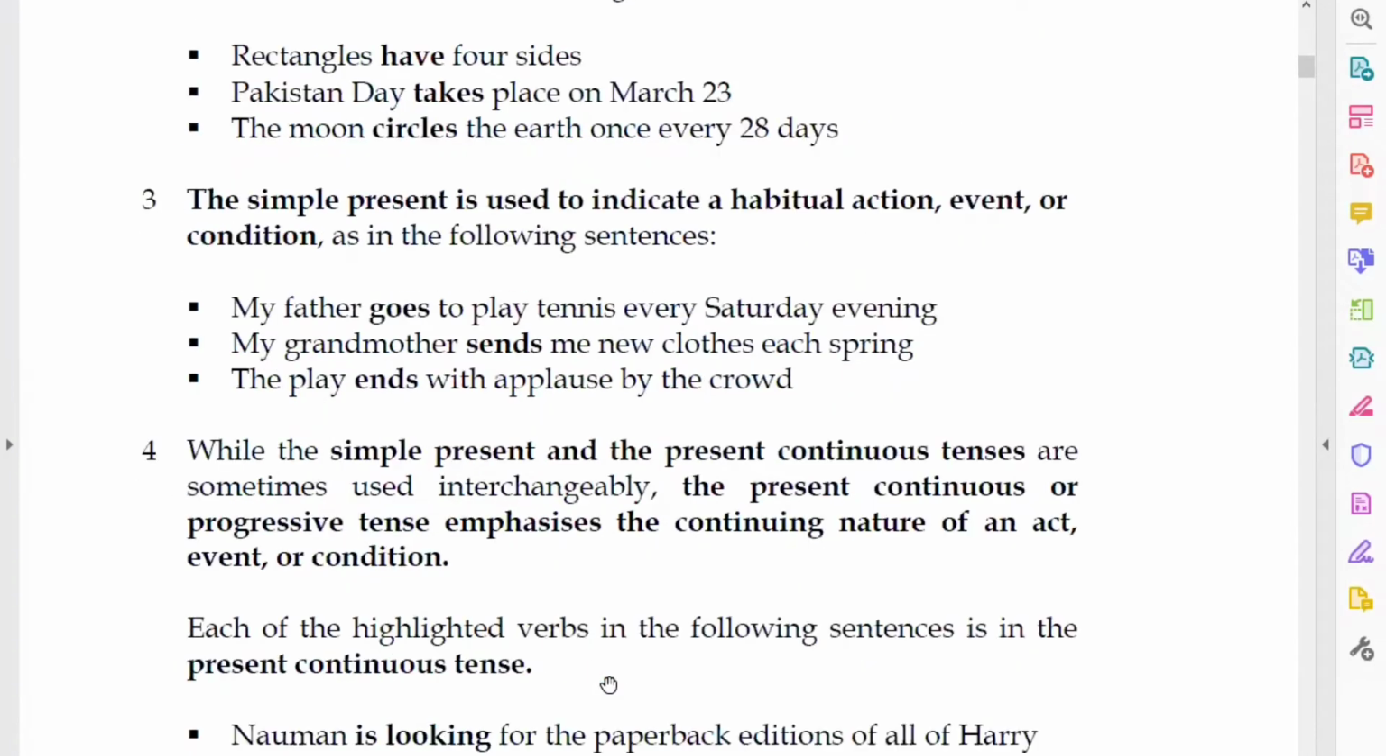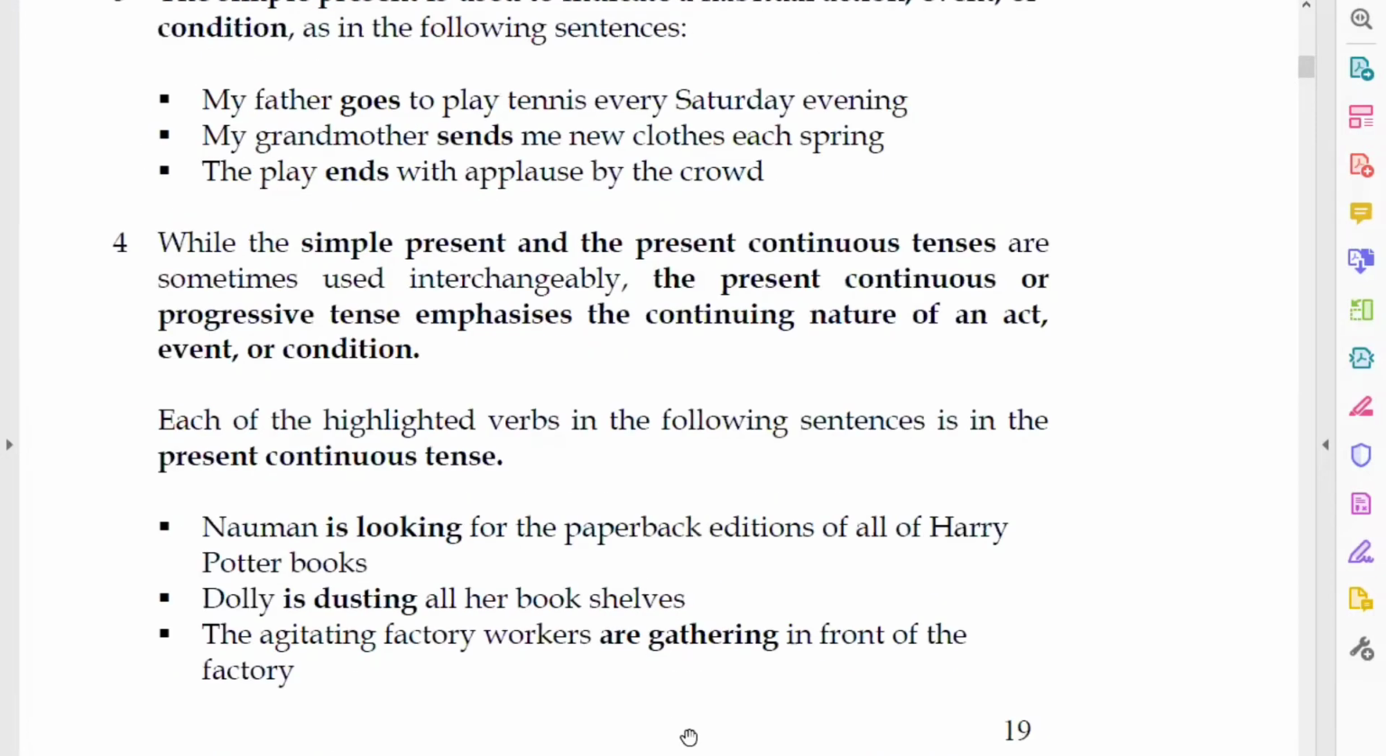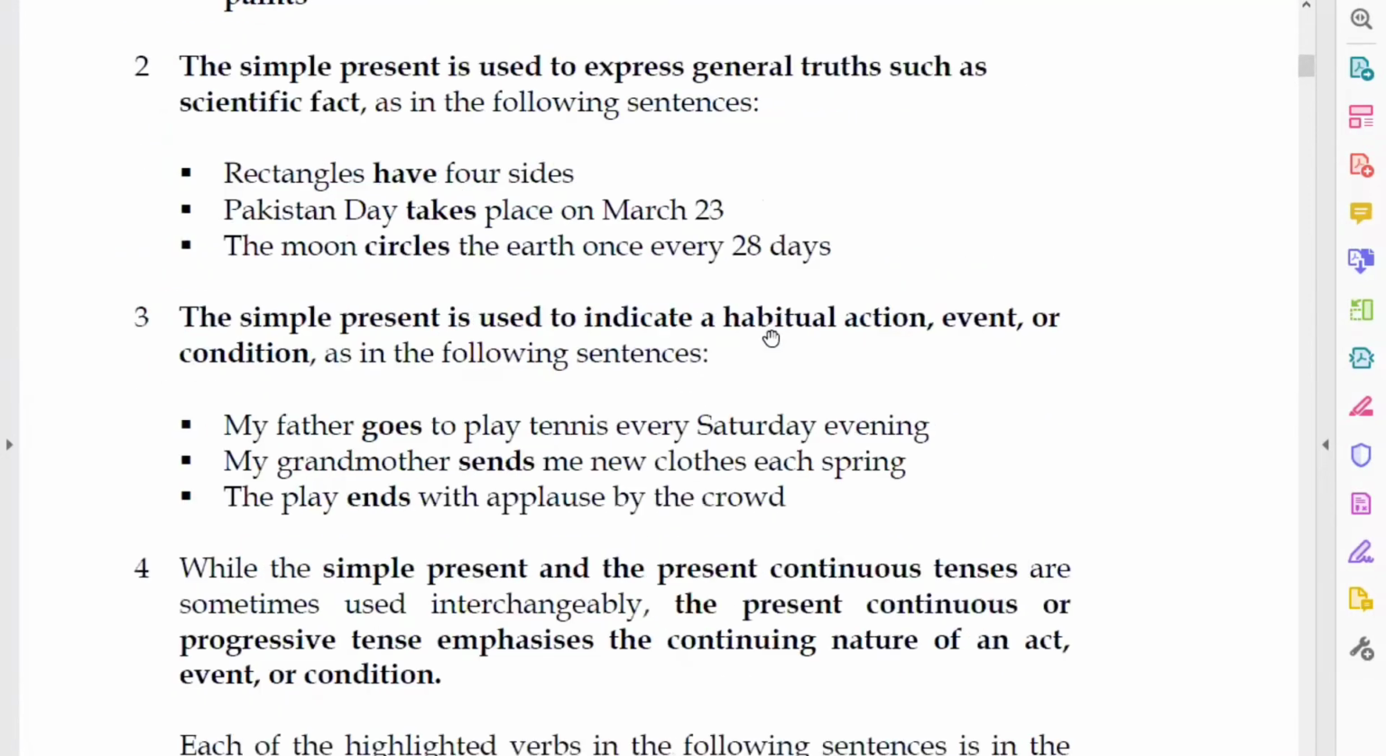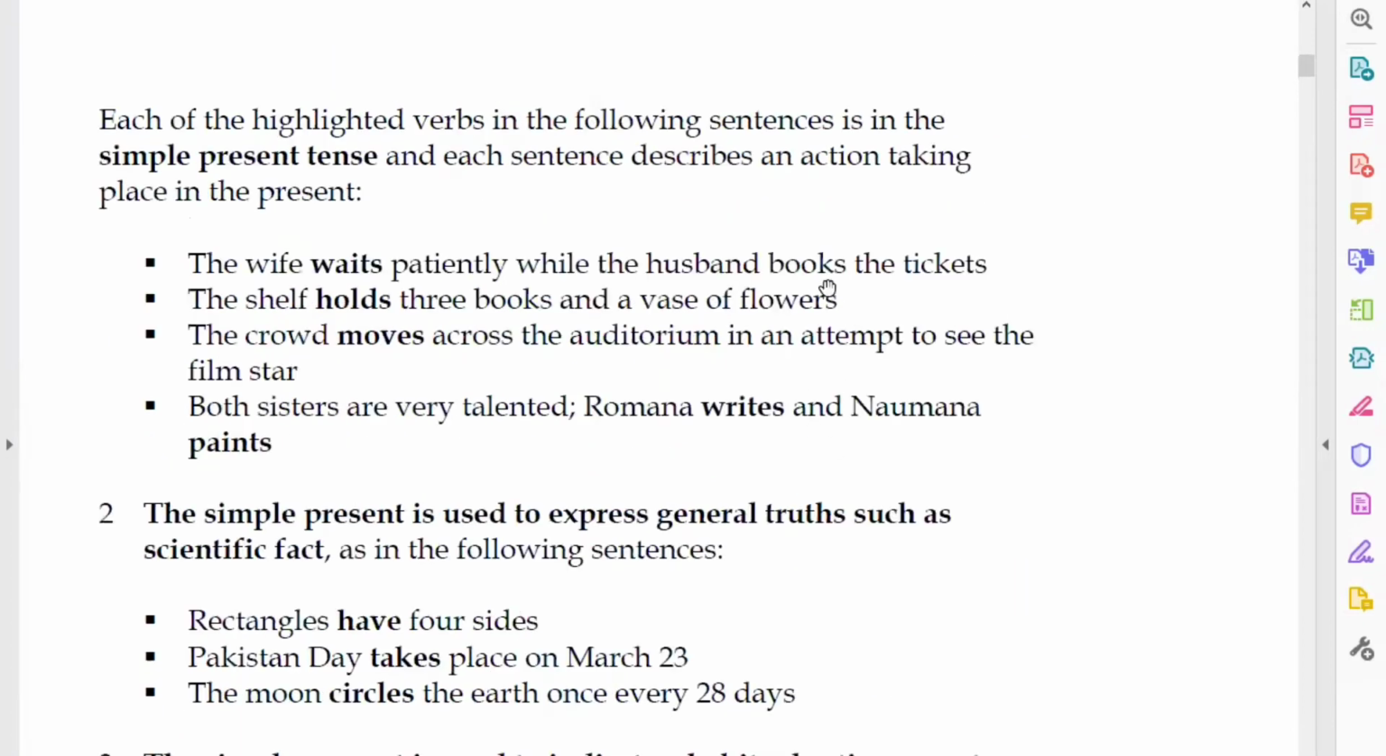The simple present is used to indicate a habitual action or a condition or an event. For example, the play ends with applause by the crowd. My father goes to play tennis every Saturday. I go to play cricket with my friends every Sunday. So these are some actions that we do on daily basis or frequently. That is why we are going to express them in simple present tense. Now these are the examples given about present tense in your book.